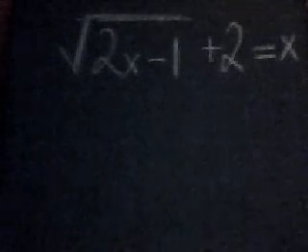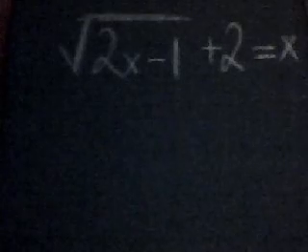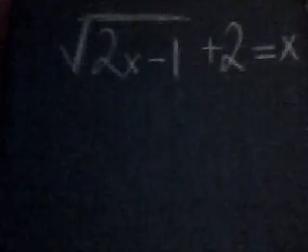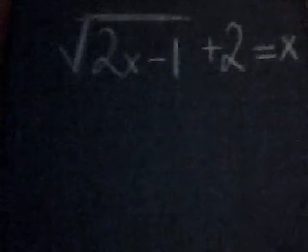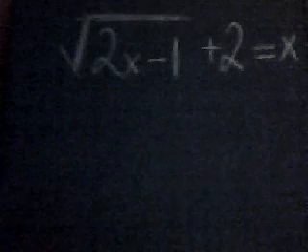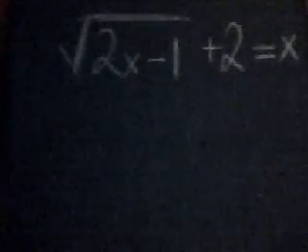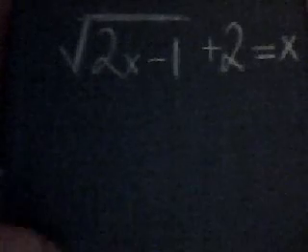Hi guys, today we'll be learning how to solve a radical equation. Our problem is the square root of 2x minus 1, and outside of the square root is plus 2, equals x. Now the first step would be to subtract the 2 to leave the square root by itself.